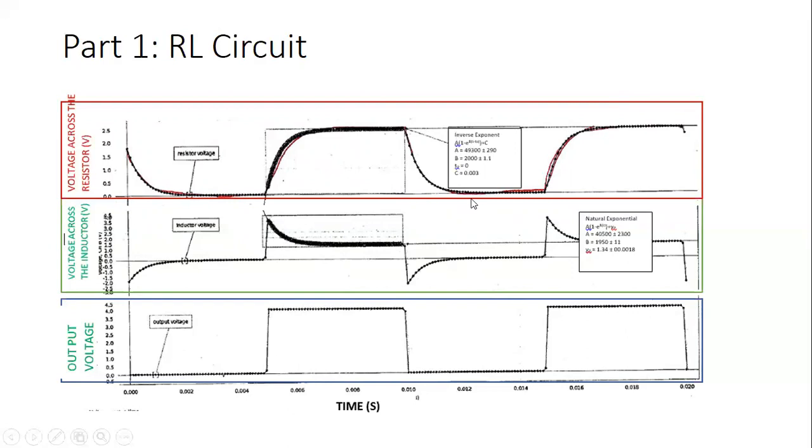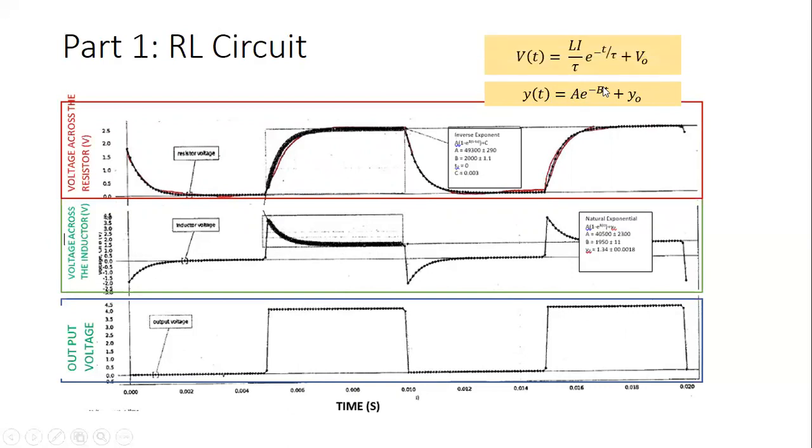When you're doing the analysis, in the second question you will be deriving the equation for the voltage across the resistor and the voltage across the inductor. You may have noticed an equation quite similar to this one. Here, in the inverse exponential fit, the equation reads a times 1 minus e to the power of b t, plus c, right? The a value and the b value are given here, so you may read those numbers from this provided data, and you may compare this equation with the known equation.